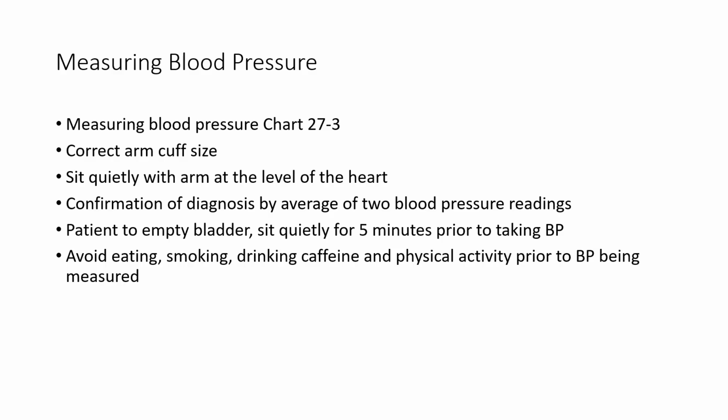Measuring blood pressure and doing it accurately is very important. If you remember in fundamentals, we talked about different sizes of blood pressure cuffs and how to accurately measure blood pressure. We want to make sure the cuff is the right size. If it's too small or too big, we're going to get an inaccurate blood pressure. We want the patient to sit quietly with their arm at the level of the heart. And again, confirmation of diagnosis is by an average of 2 blood pressure readings. You want the patient to have an empty bladder and sit quietly for 5 minutes prior to taking their blood pressure. Also avoid eating, smoking, drinking caffeine, or physical activity prior to blood pressure being measured, as these all can increase the blood pressure reading.